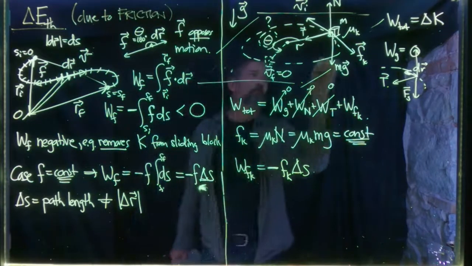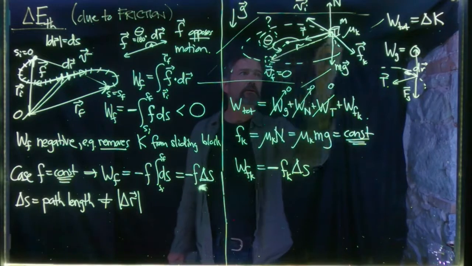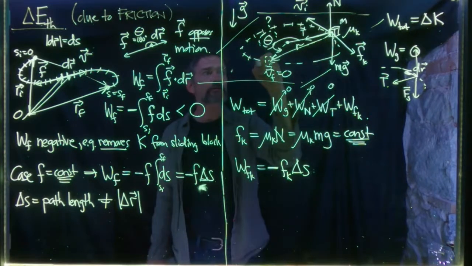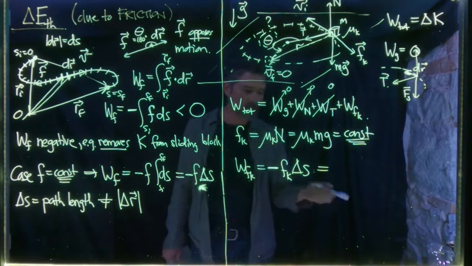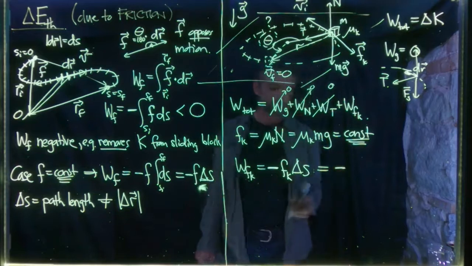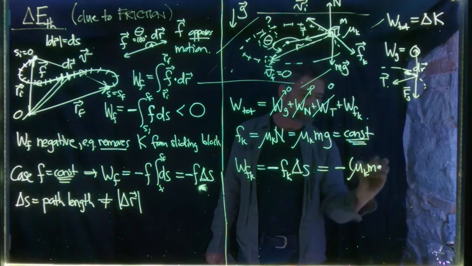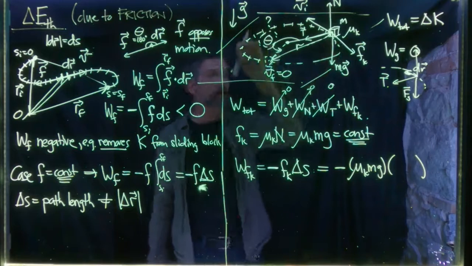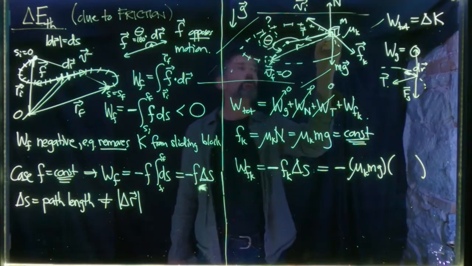Now remember, the object was displaced from here to here. The displacement vector is this, delta R. We're not interested in the magnitude of the displacement. We're interested in the actual path length, how many meters this thing moved around. And so let's just take the next step here. So it's negative. The magnitude of the force of kinetic friction we worked out is mu k times m times g. And then the displacement, the length of the path from there to there, is the length of this portion of a circle.